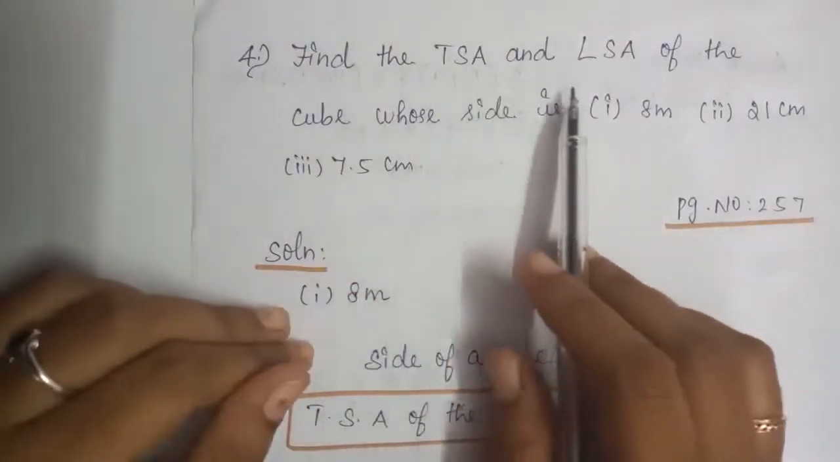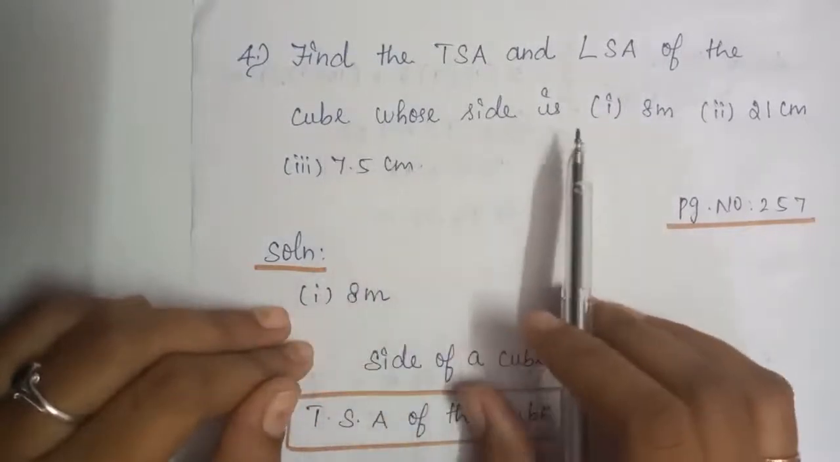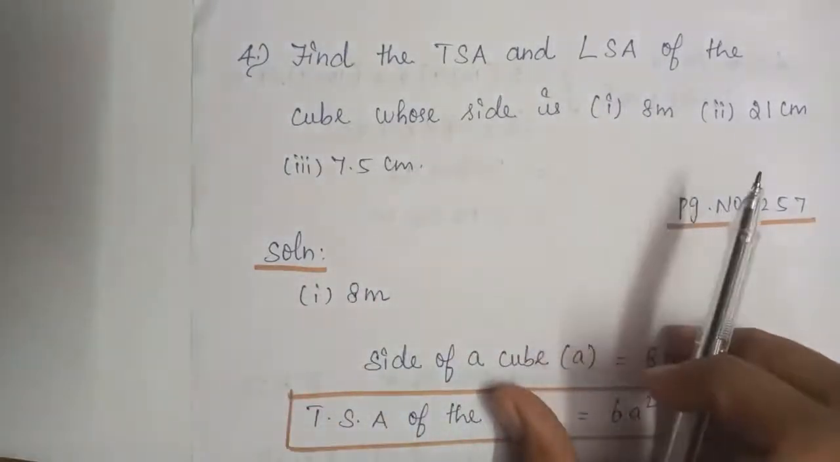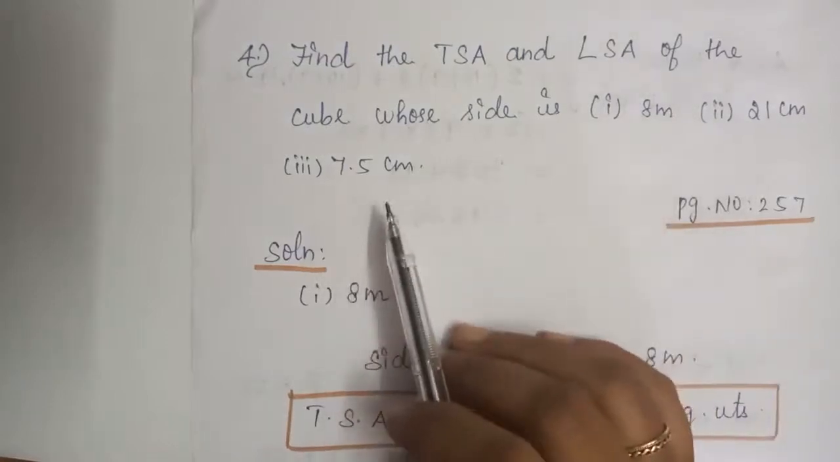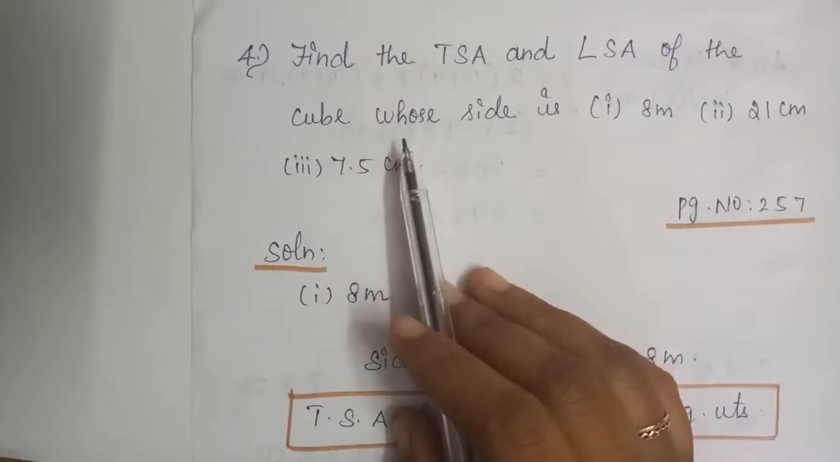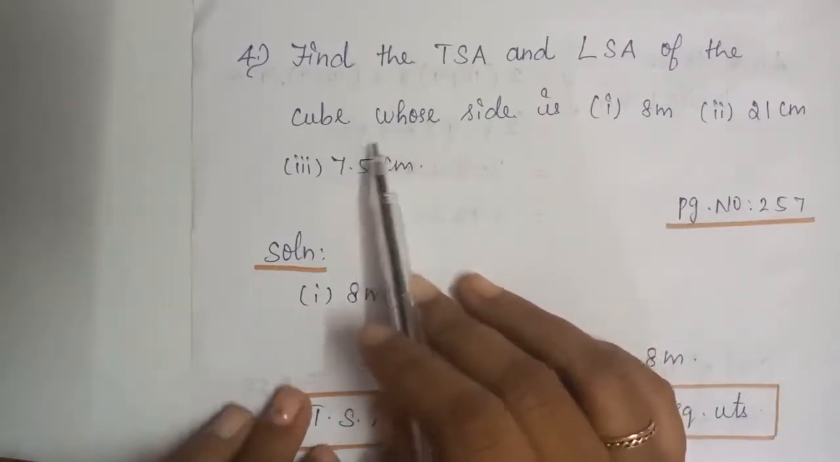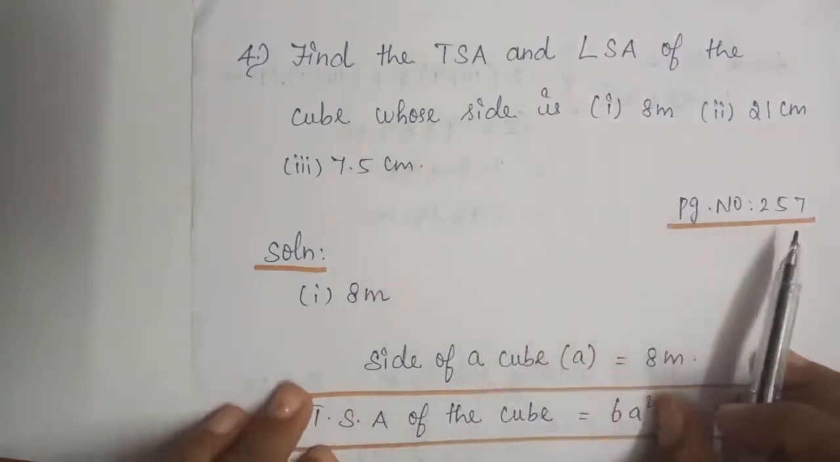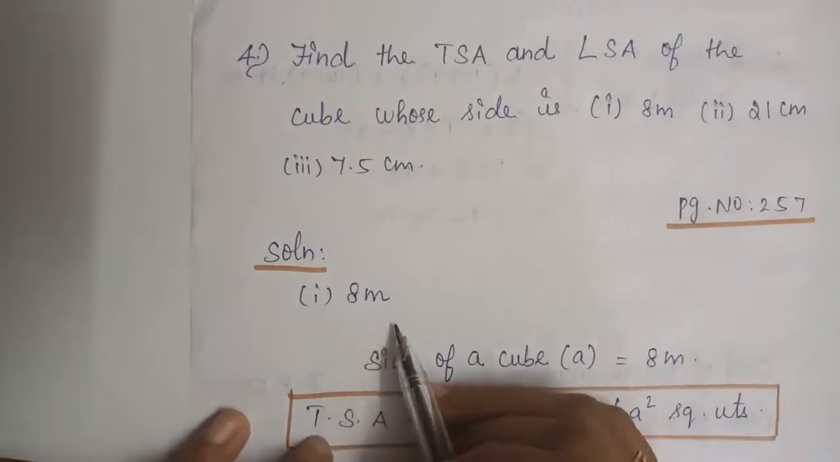Find the total surface area and lateral surface area of the cube whose sides are: first subdivision 8 meter, second subdivision 21 centimeter, third subdivision 7.5 centimeter. So this is very easy because you have to find the total surface area and lateral surface area of the cube. The problem belongs to page number 257. Solution: first one, 8 meter.